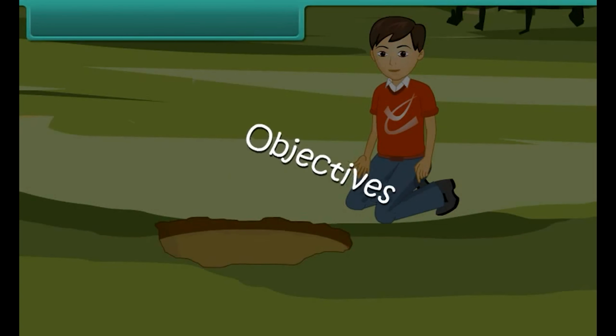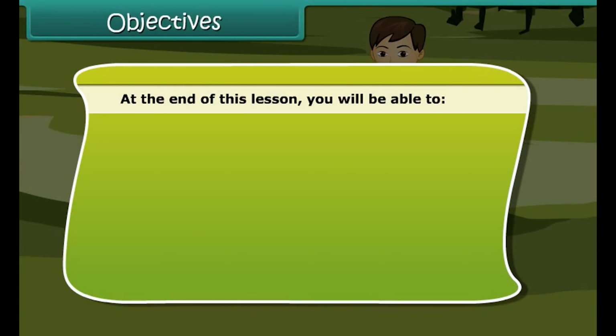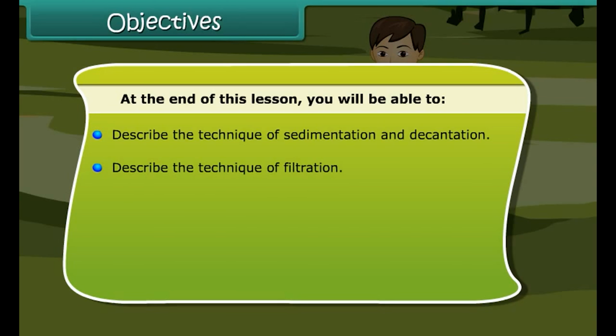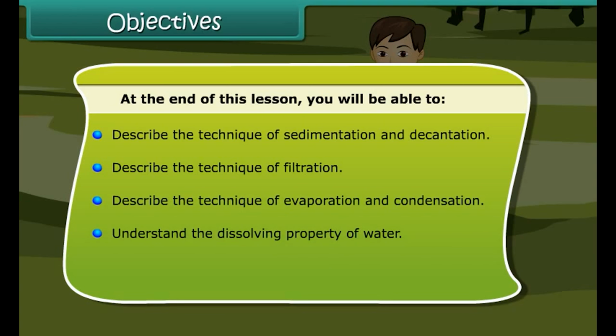Objectives. At the end of this lesson, you will be able to describe the technique of sedimentation and decantation, describe the technique of filtration, describe the technique of evaporation and condensation, understand the dissolving property of water, differentiate between saturated and unsaturated solutions.